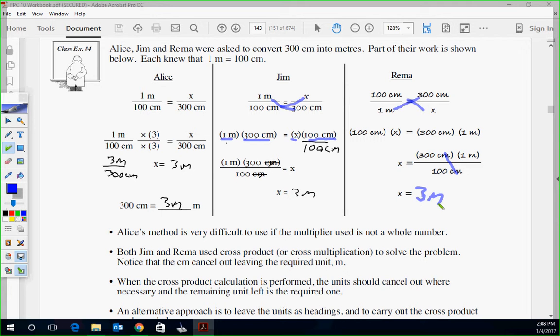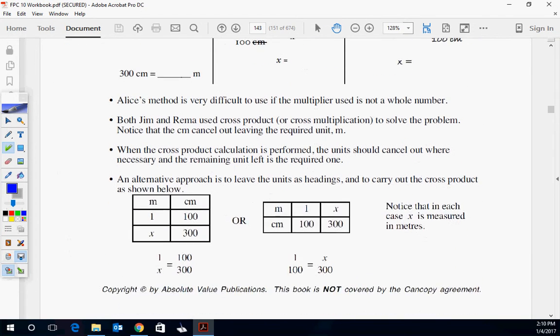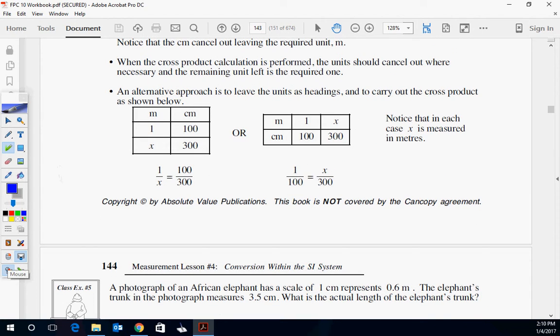So their notes on it: Alice's method is very difficult to use if the multiplier isn't a whole number. We're not going to get super friendly stuff like this all the time. You could get like 12.7 or something, which wouldn't be very easy. Jim and Rema use cross product, which is fine. And the other thing you can understand is if you don't want to be confused by the units, you can make sure that you line your units up. So you either have your units right on top of each other, like meter over meter, or right across from each other. If I have my meters here and here, I messed up. They have to be compared or across. It doesn't matter.